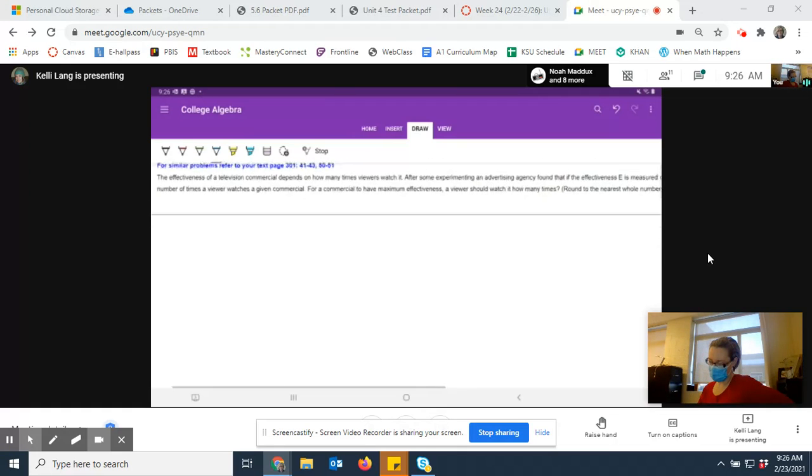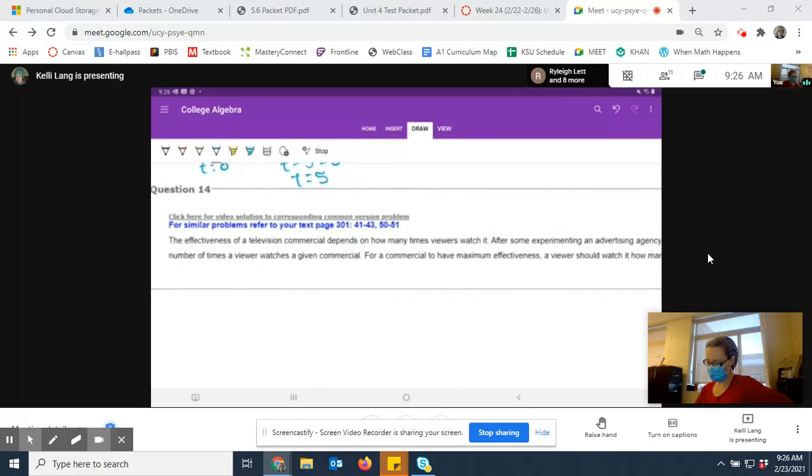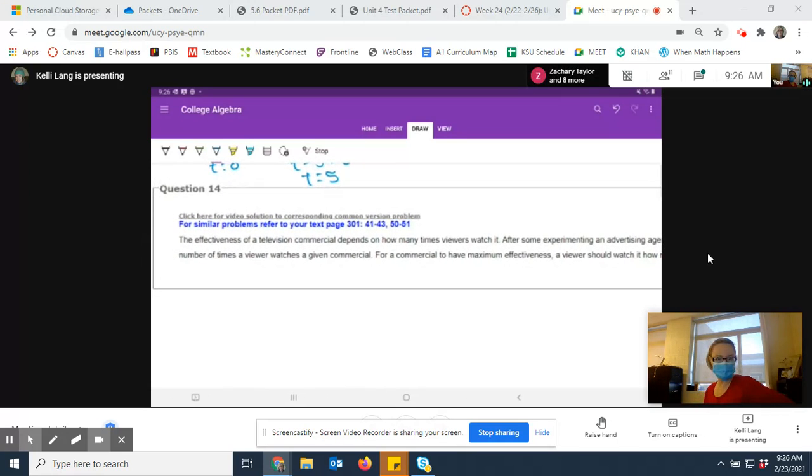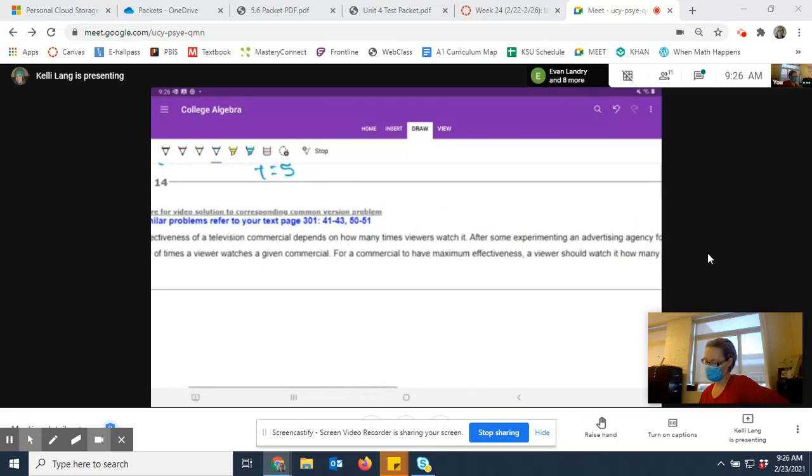I think this is our last problem. This is a very wide problem, so I'm going to have to scroll back and forth to get all the text on the screen here. We have a problem from Common Homework 9A, question number 14, that's giving us some information about the effectiveness of a television commercial and how many viewers watch it.